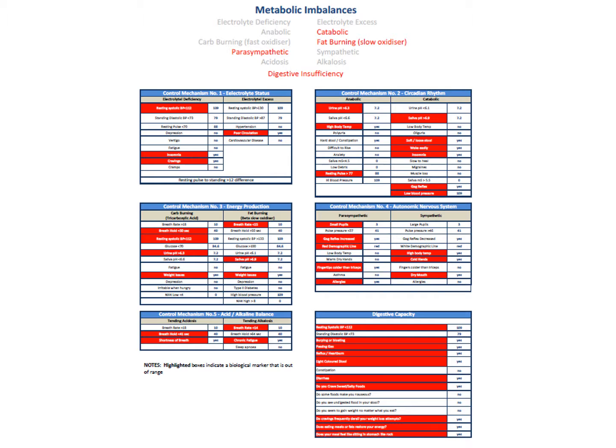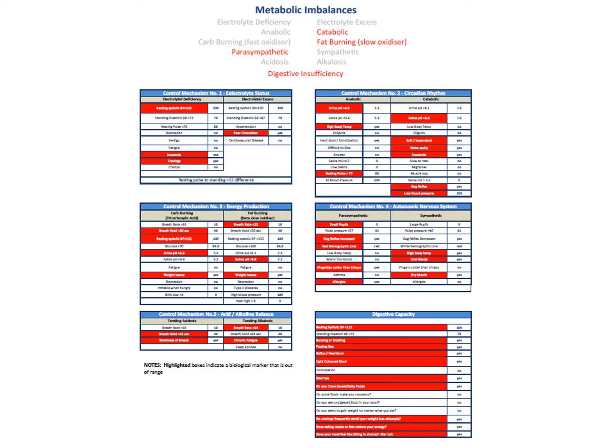Okay, but just because we have a heap of markers in one area doesn't mean it's a concern. It doesn't necessarily mean it's going to be an imbalance. It all depends on what else is going on, and I'll talk you through that process. But this is laid out on a hierarchy from number 1 to number 5. You can see that. Control mechanism number 1, electrolyte status. That's the most important mechanism that we're looking at.